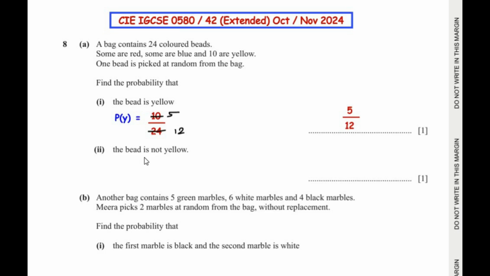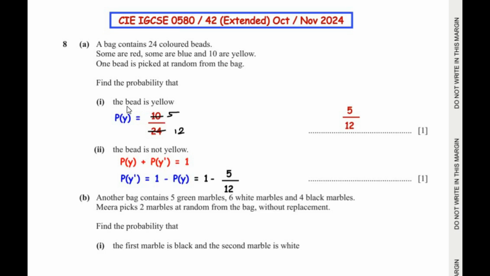Now in the second question we have to find the probability that the bead is not yellow. So let us make use of a relationship here. The relationship is the sum of all the probabilities of an event will be equal to 1. So here P of y represents the probability of getting a yellow bead and P of y dash represents the probability of not getting a yellow bead. So both the probabilities added together gives us 1. Now since we need to find out the probability of not getting a yellow bead, we are going to take P of y on the other side of the equal to sign. So P of y dash, that is the bead is not yellow, will be equal to 1 minus the bead is yellow.